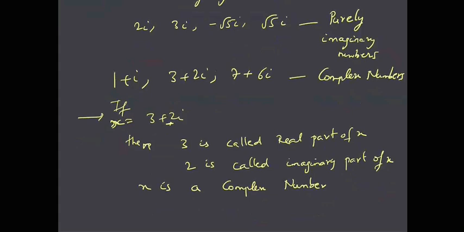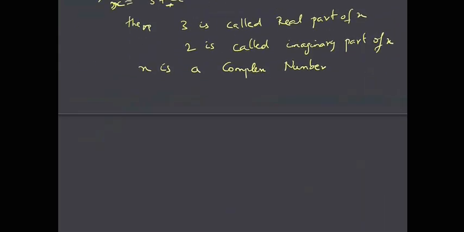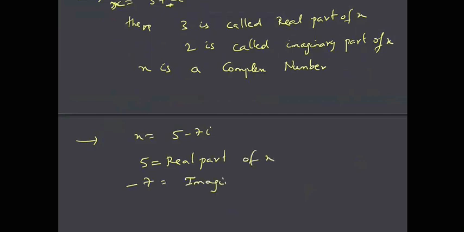Fine. So this is about the real part and the imaginary part. Say if you have x is equal to 5 minus 7 iota, then 5 is the real part and minus 7 is the imaginary part of x. Okay, real part of x and imaginary part of x.